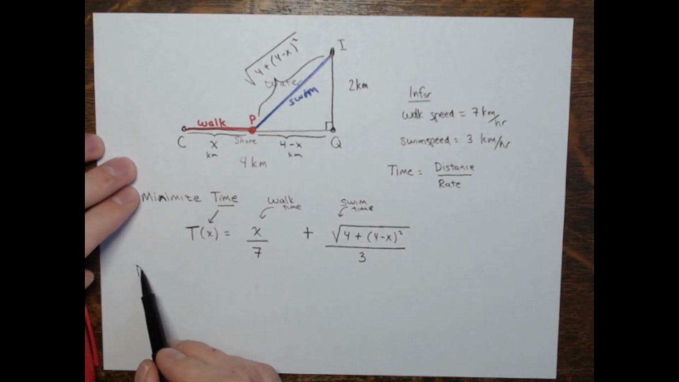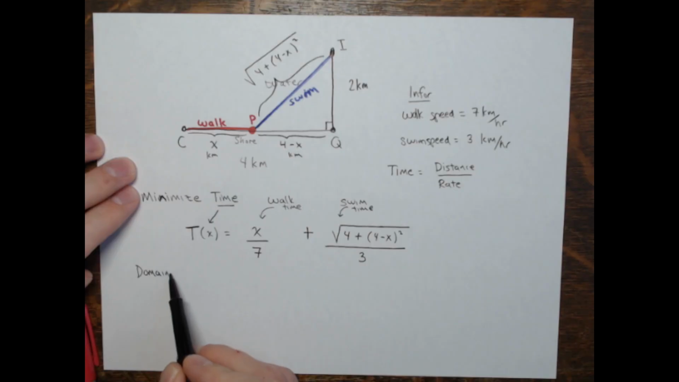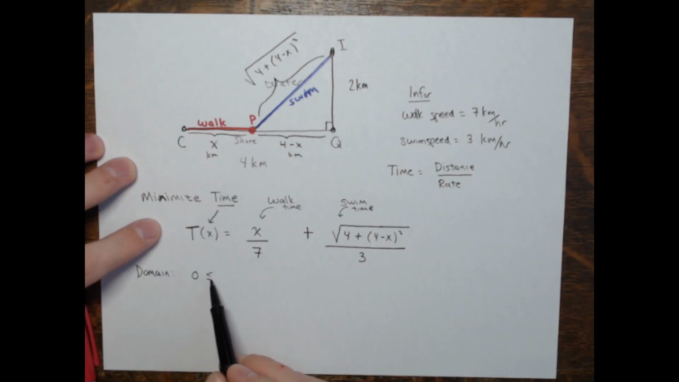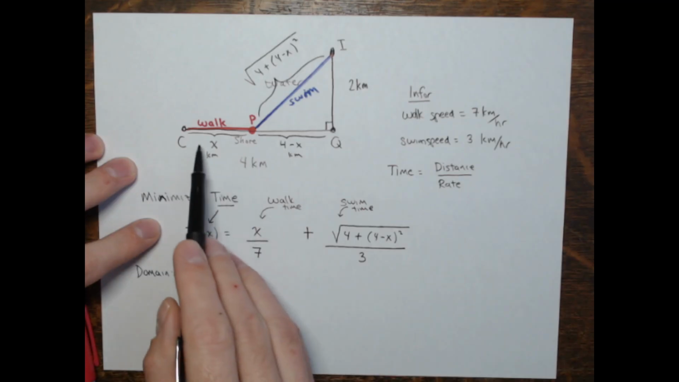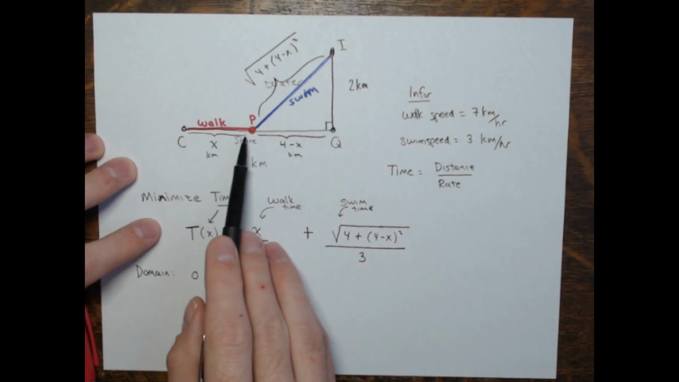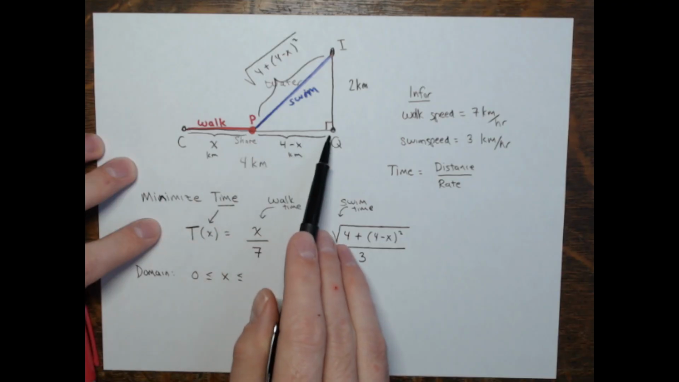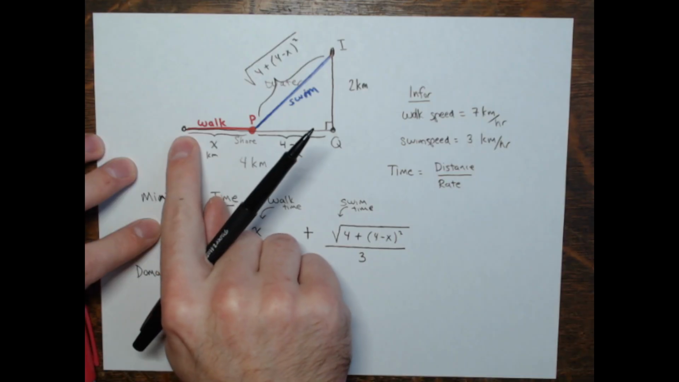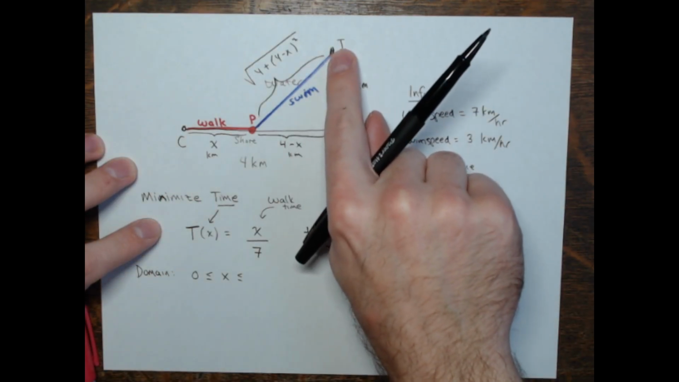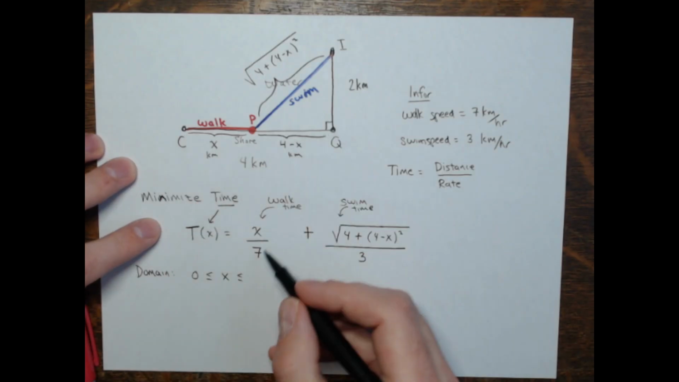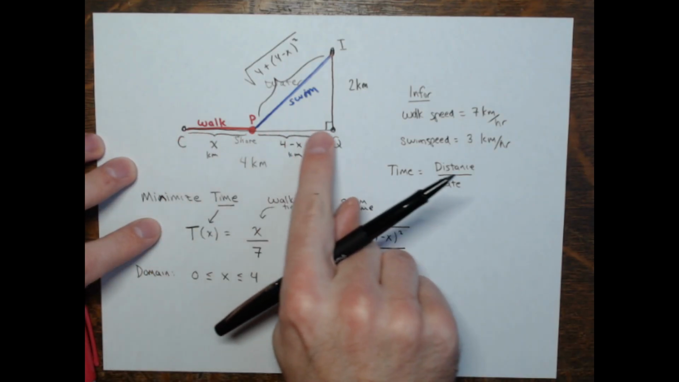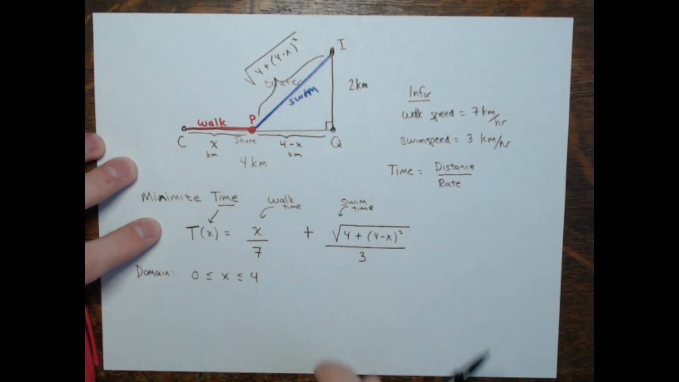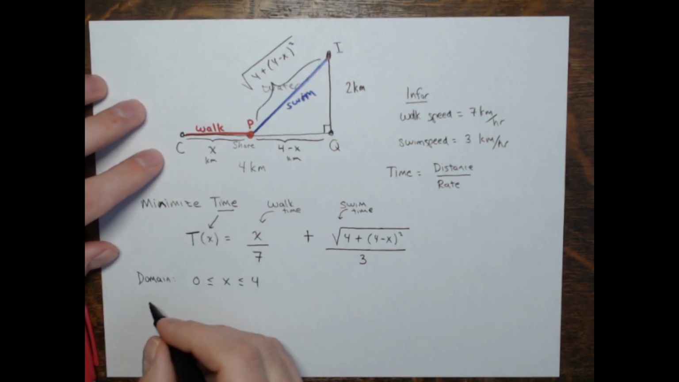Now the domain of this has got to be 0 to 4. Remember what x represents? The distance walking between C and Q here. So x could be 0, meaning I don't walk at all and just swim to the island. Or x could be 4, where I walk all the way to point Q and then swim. So then we check the ends.